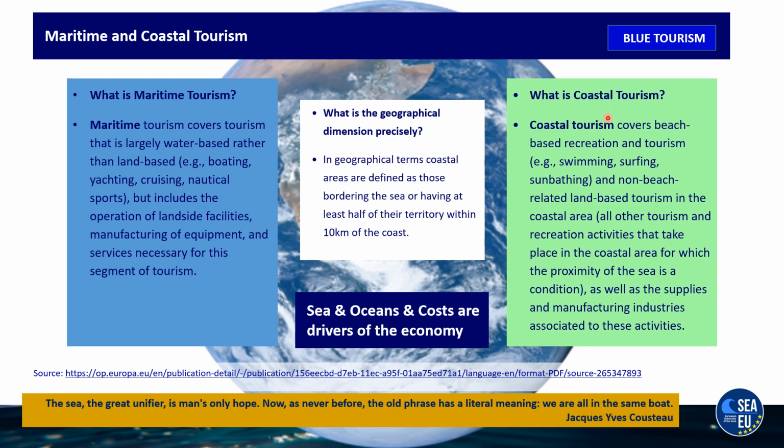Coastal tourism, on the other hand, covers beach-based recreation and tourism and non-beach related land-based tourism in the coastal area, as well as the supplies and manufacturing industries associated to these activities. In geographical terms, coastal areas are defined as those bordering the sea or having at least half of their territory within 10 kilometers of the coast.